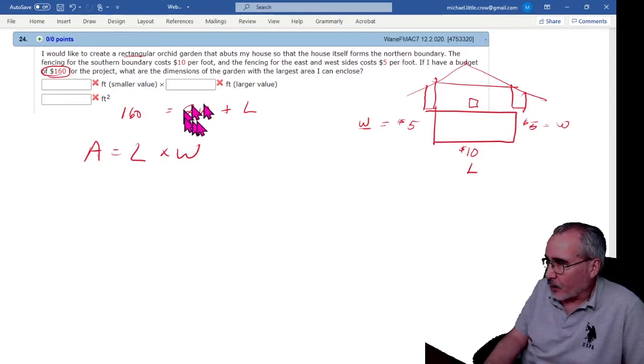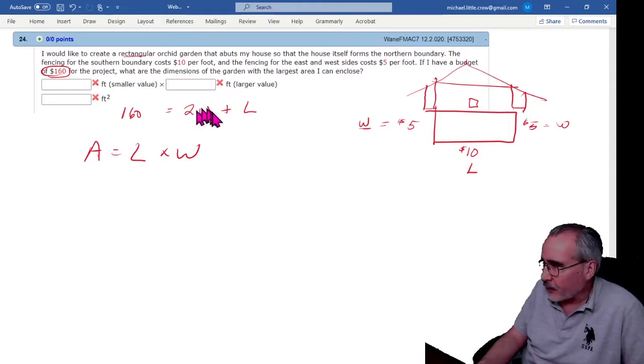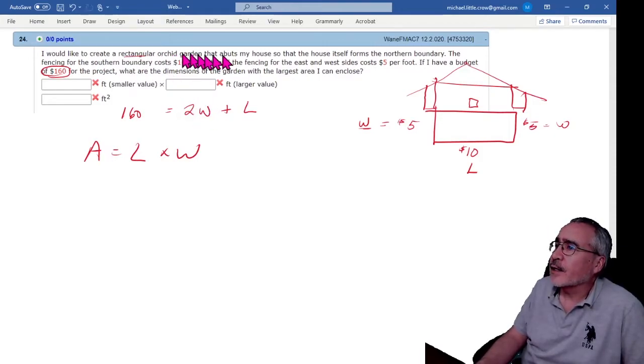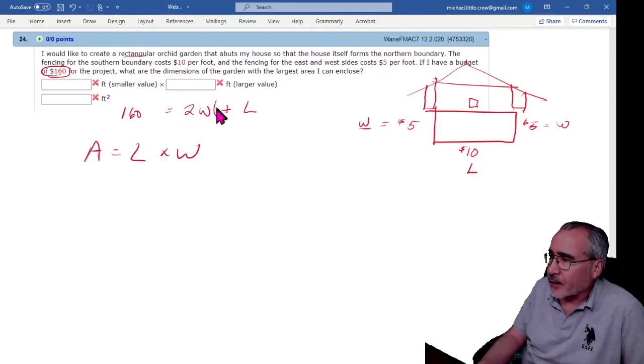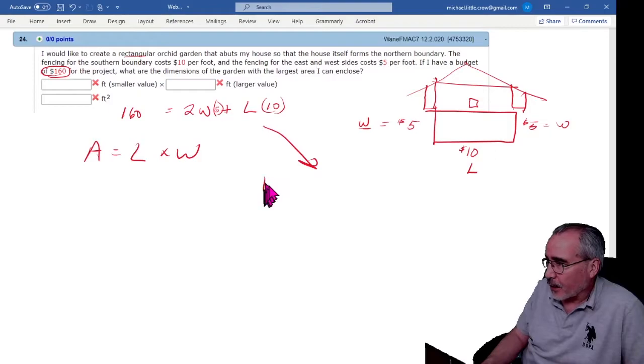And so the amount we can make here is 2 times the width, and every foot, I think they're talking about feet, every foot is going to cost us $5. And on the length, every foot's going to cost us $10. Okay, so we get 160. 5 times 2 is 10. So we get 10W plus 10L.